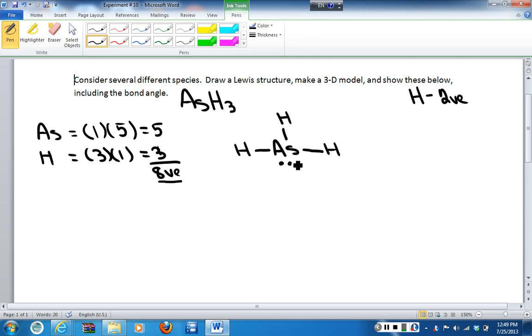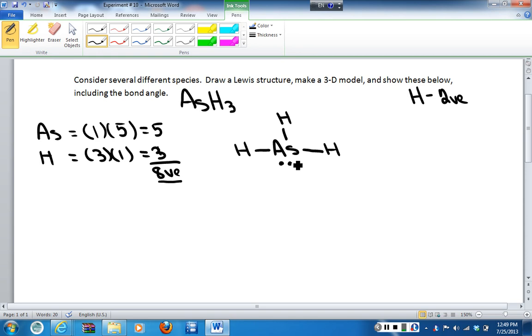I've drawn 8. The hydrogens are satisfied. I have to look, does my central atom have an octet? And what I see is, yes, it has 8 electrons surrounding it. So this is the Lewis structure for this particular molecule.